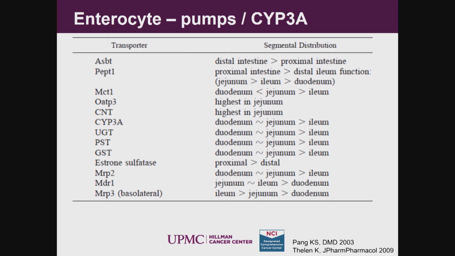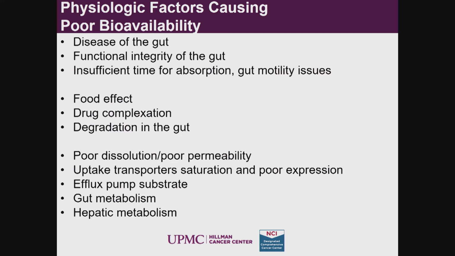Now the pumps and the enzymes that I discussed, they are not expressed to the same extent across the GI tract, and that is depicted here. So physiological factors that cause poor bioavailability are listed here: diseases of the gut, functional integrity, insufficient time for absorption, food effects, drug complexation, degradation, poor dissolution or permeability, transporter saturation, efflux pump substrates, gut metabolism, and hepatic metabolism. And some of these items I will touch upon as we go along.